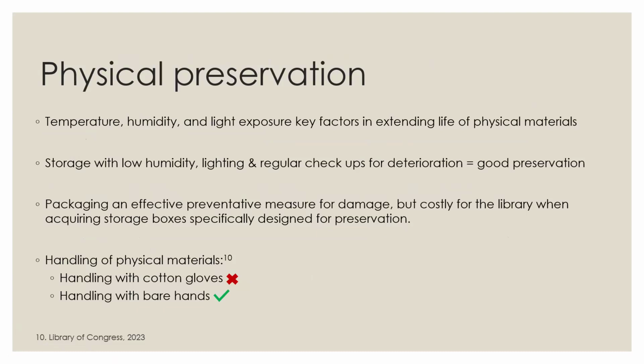For physical preservation, temperature, humidity, and light exposure are key factors in enabling physical items to have longer or shorter lives. Physical items are more likely to last in a storage space that has low humidity and lighting, and with regular checkups on the collection for signs of deterioration. Packaging can be used as a preventative measure for potential damage, especially for more fragile items, but can become quite costly for the library when acquiring storage boxes specifically designed for preservation.